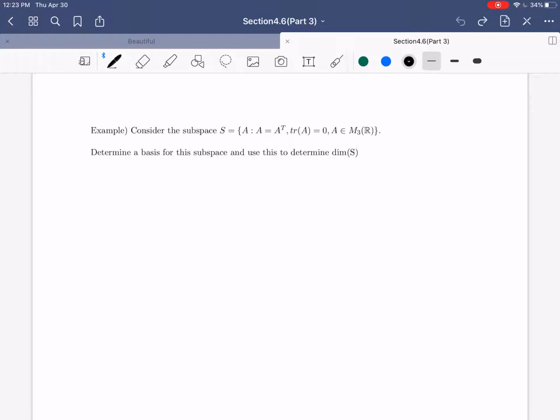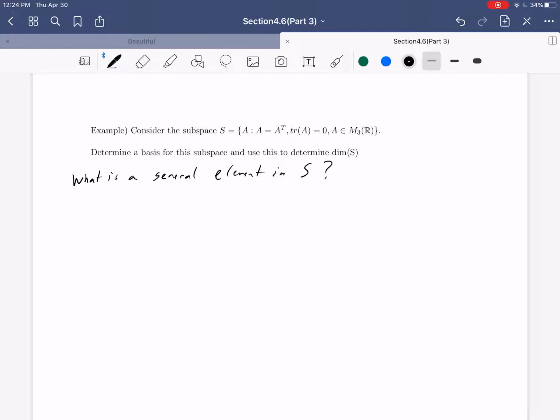So the easiest way to do this is to try to determine what is a general element in S, right? If we can figure out what the general element in S looks like, then we can figure out what is necessary to generate those things, which will be our basis.